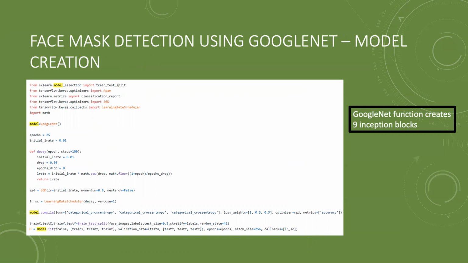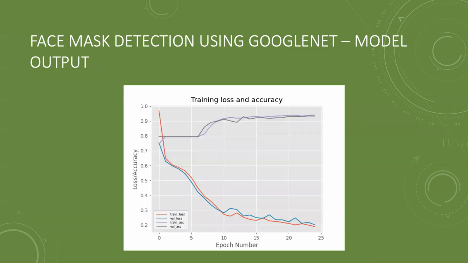Similar to Inception V3, we have used global average pooling 2D and dense methods from TensorFlow Keras layers library to modify the input data. We have kept epoch as 25 and activation methods as ReLU and softmax. This is the training loss and accuracy plot with GoogleNet.